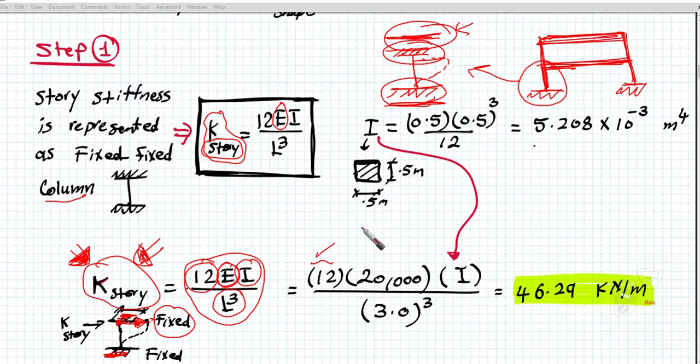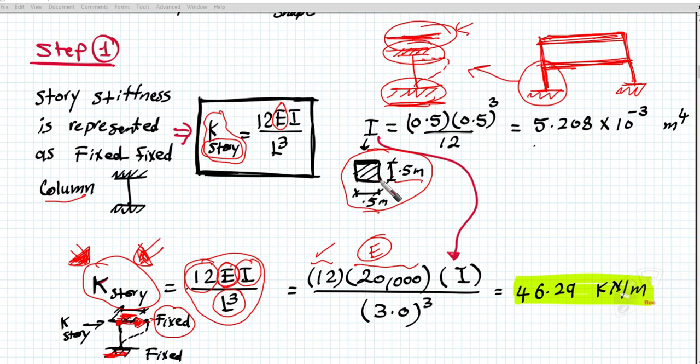So this is 12, this is E, 20,000, and we have I. What is I? It is the inertia of the columns here. Fortunately, in our example, they said that both columns can be represented by exactly a cross-section of 0.5 by 0.5.